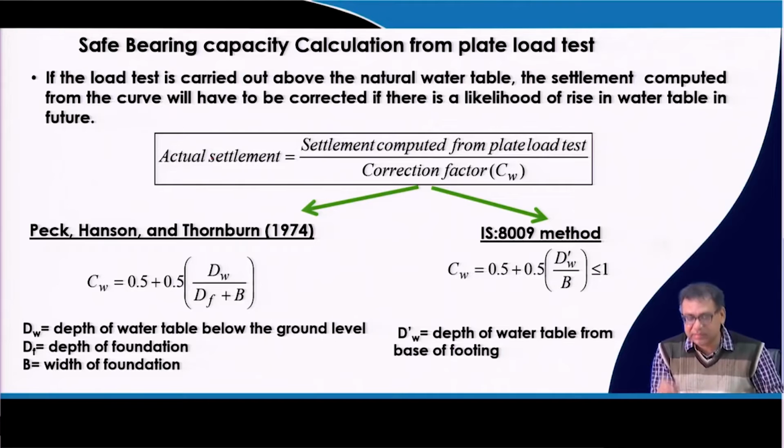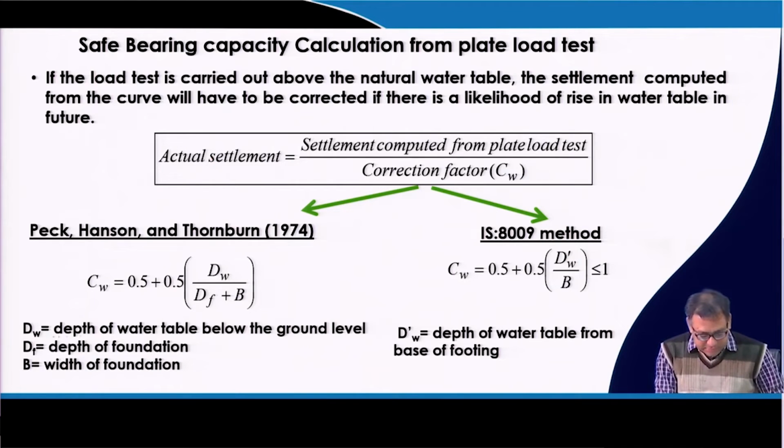The actual settlement is the settlement computed from the plate load test divided by the correction factor. In bearing capacity you multiply by the correction factor, but here we have to divide by it, because the correction factor is less than 1. So, if I divide by this correction factor, your settlement after correction will increase. This correction factor we can calculate in two ways: one is the Peck, Hansen and Thorburn method, another is the IS method. But there is a difference in the expression here.